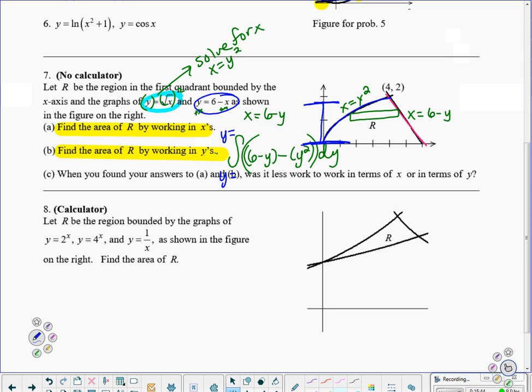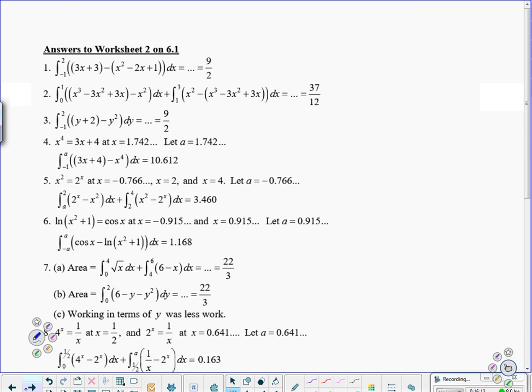So I kind of helped you out on B a lot, but that's okay. Number 8, let R be the region. Find the area. Ooh, that's going to be tricky. I think I would work in x's and I would split. So I'd be curious what that intersection point is. They don't give it to you, but it's calculator active, so find it. I think you're going to have a region 1 and a region 2. Okay, so do it in 2 steps for number 8.